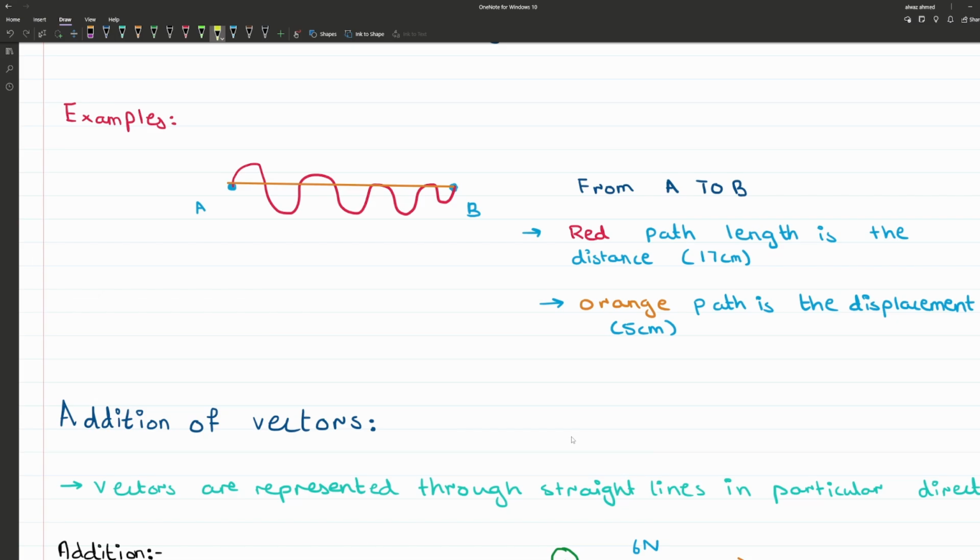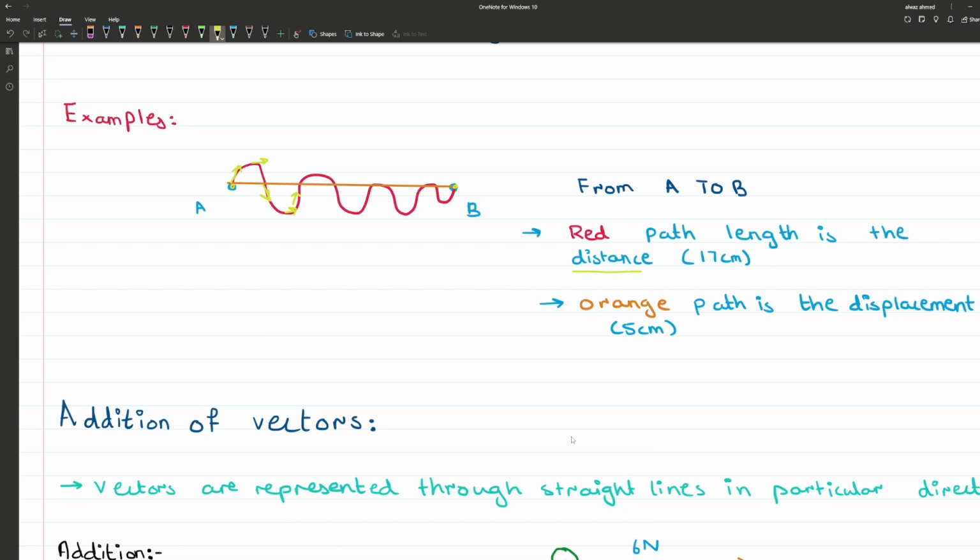Okay, to further explain this concept, I've got an example. Let's say we've got a point A and a point B. I've made two paths. One of them is a curved path shown by the red line, and the other is a straight path shown by the orange line. The curved path has a length of 17 centimeters, and we call this distance. Why? Because it is not in a fixed direction. First it's going upward, then towards B, then downwards, then towards B again, then upwards. So it doesn't have a fixed direction, thus it is a scalar quantity, distance.